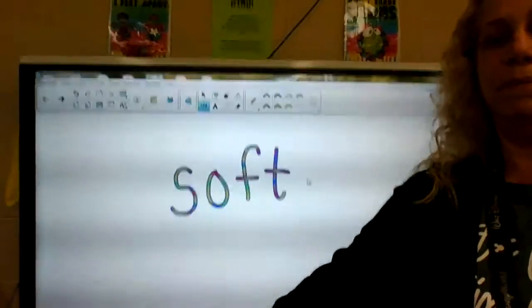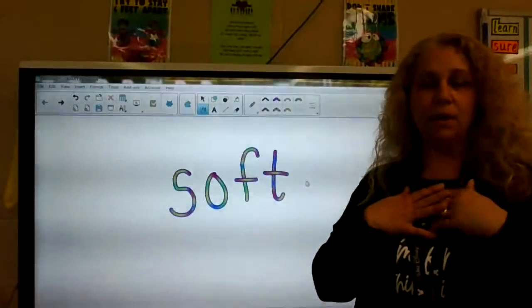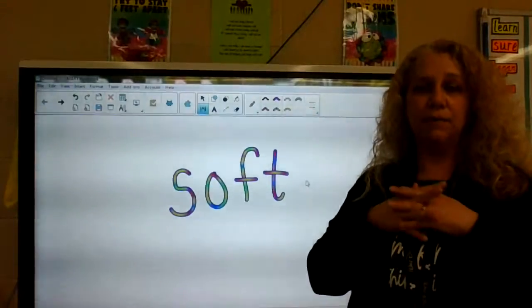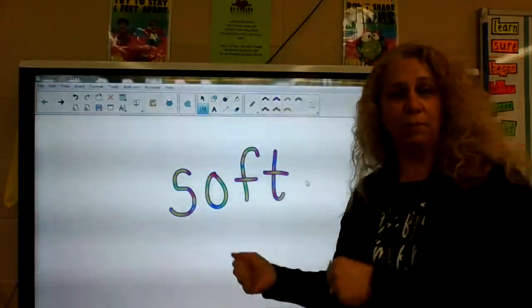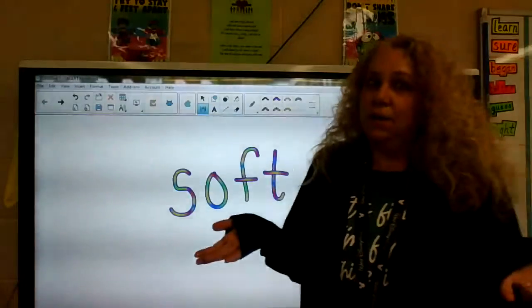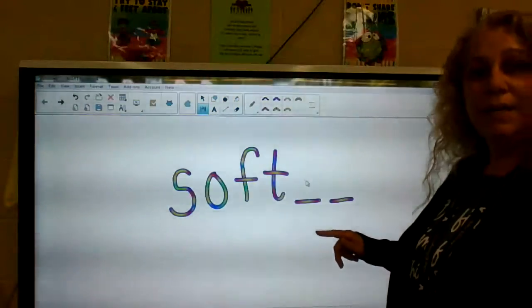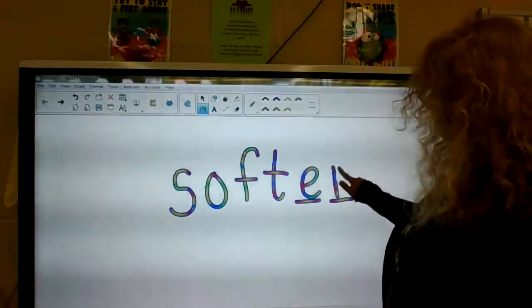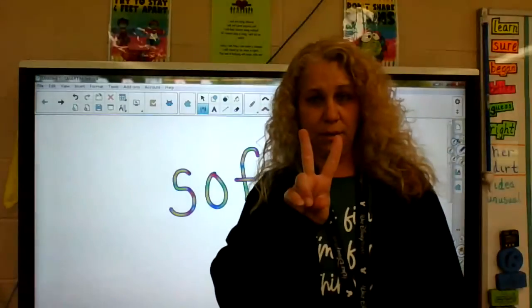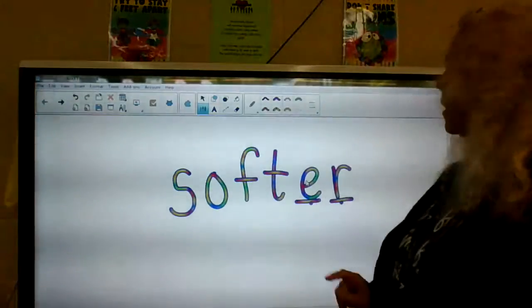So if I said my pillow, or let's say my blanket. My blanket is very soft. I have a soft blanket. And then you say, oh, wait a minute, my blanket is softer. Your blanket compared to my blanket is softer. What do we put on the end to get the ER? If we're comparing two things, you put ER at the end of the adjective.